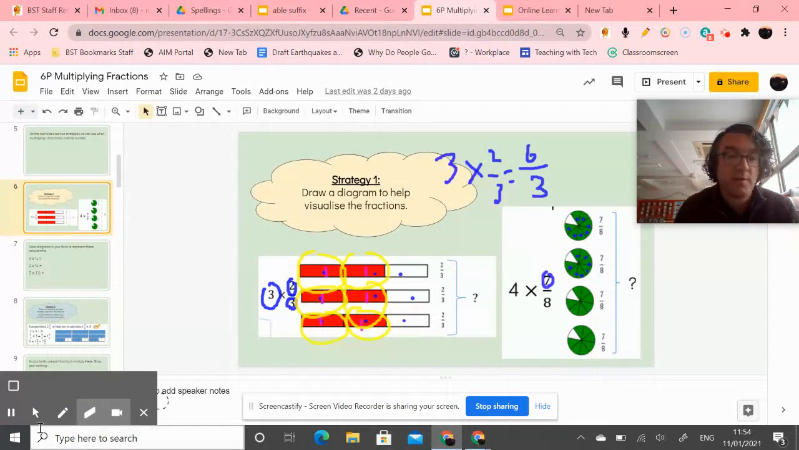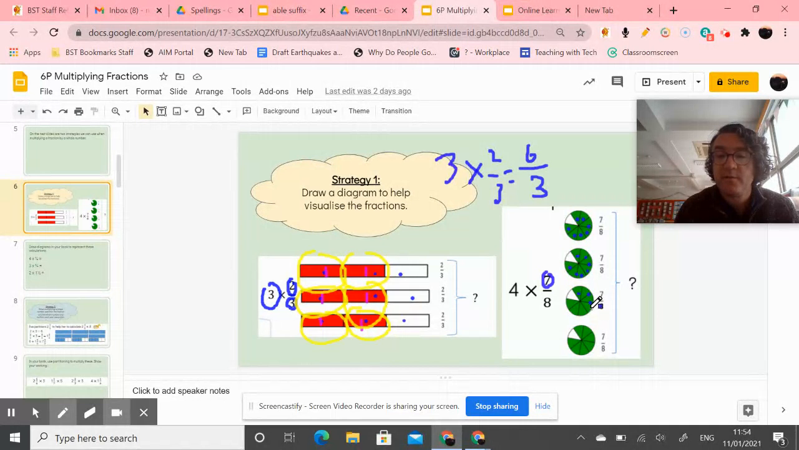Okay, and then again, 1, 2, 3, 4, 5, 6, 7 there, 7 there. Okay, and I could do that by doing this. 4, 5, 6, 7. Or 1, 2, 3, 4, 5, 6, 7. Now, then all I need to do is add together how many of these 8s I've got.